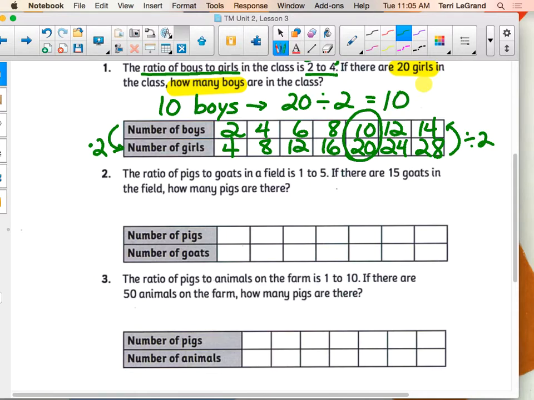So that problem verifies that we have the correct number of boys. Every time you have the number of girls, if you divide them by 2, that will tell you how many boys there will be. So here's our answer with our division problem to support it. Questions?